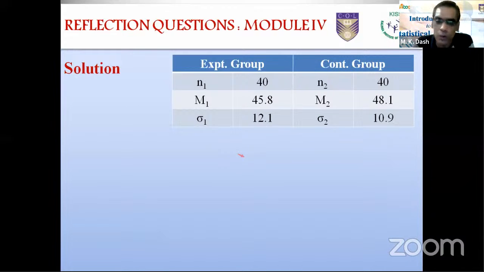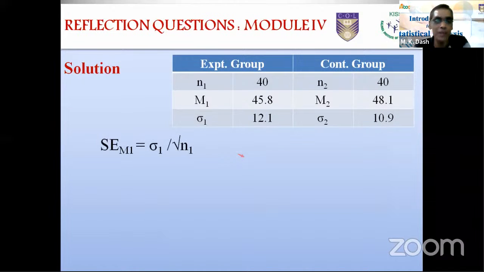N1, N2 is given, M1, M2 is given, sigma 1, sigma 2 is given. Everything is given in the question. The moment you are able to do this, your 50% question is solved, I told you. Repeatedly I am saying it. Automatically it will give you an indication of what to do next.